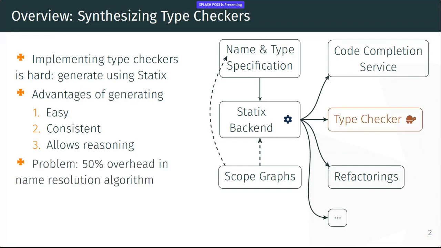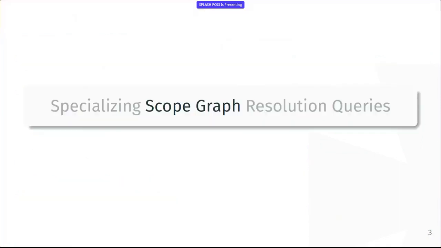However, there is a problem. The type checkers that we generate are really slow. And well, we tried some profiling and we found out that the name resolution in these scope graphs has more than 50% overhead. And that's not what we would like. We want type checkers to be fast, to be well interactive in our editors. And in this talk, I will be explaining how I applied partial evaluation on these scope graph resolution queries to get rid of all this overhead. So let me start explaining what scope graphs are.